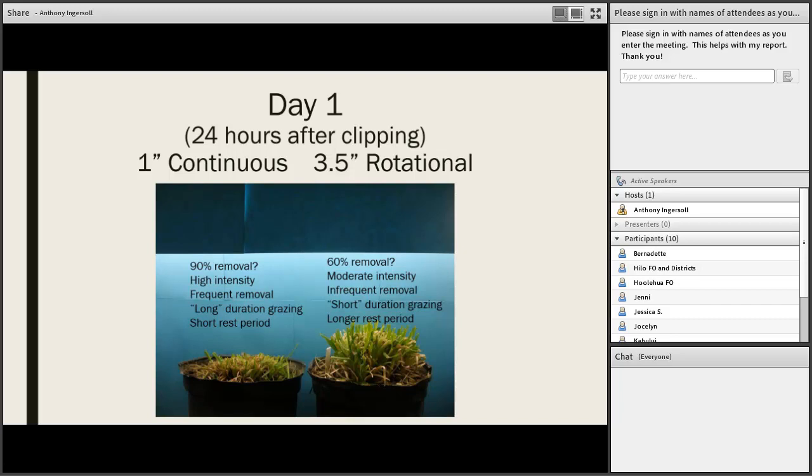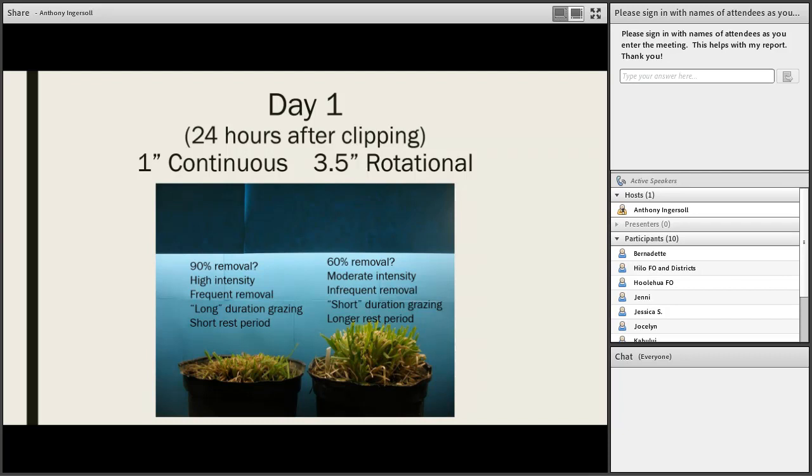So if we look at these two and start thinking about it, the one on the left probably had maybe 90% removal. Unfortunately, there wasn't a picture of the grass before clipping, which would have been kind of cool. But let's assume it's about a 90% removal. And we know that it was meant to mimic real high intensity, frequent removal, long duration grazing, short to no rest period. Versus the plant on the right maybe had 60% removal at the beginning.